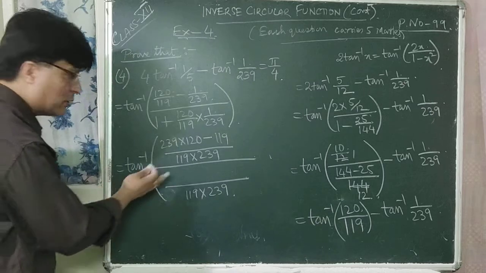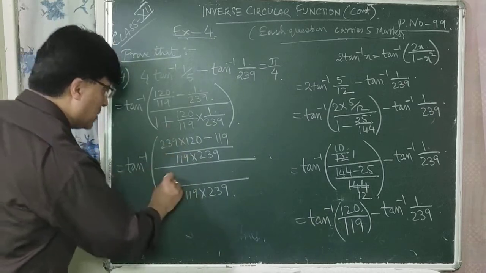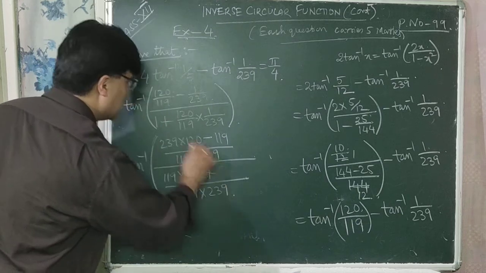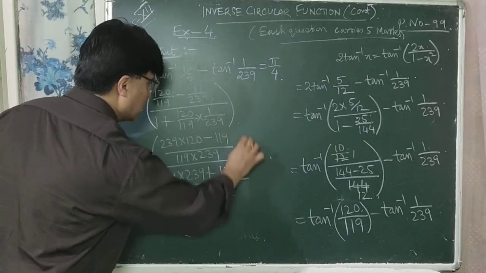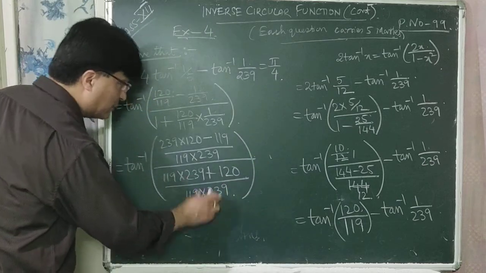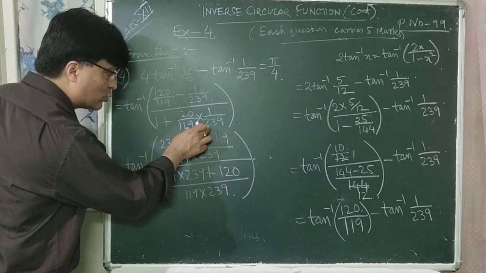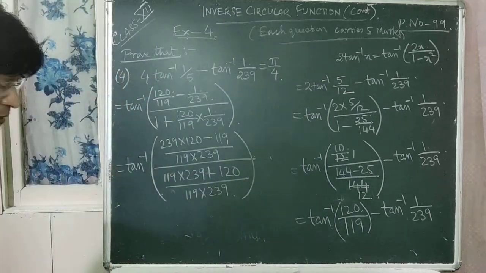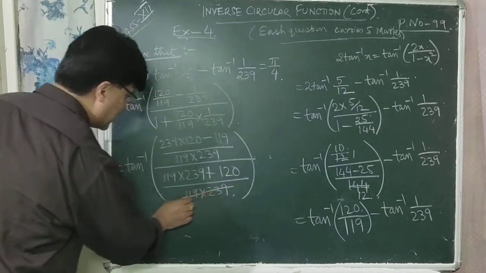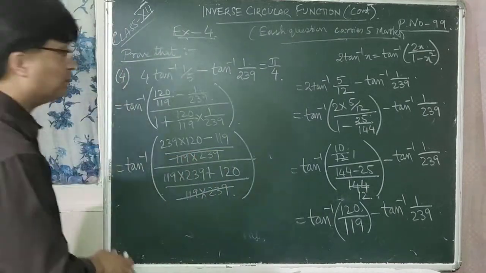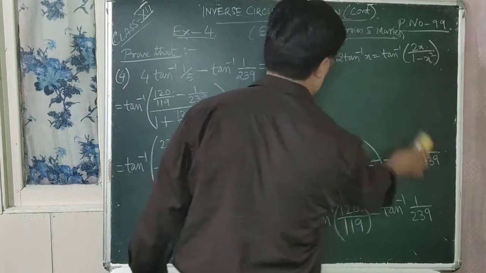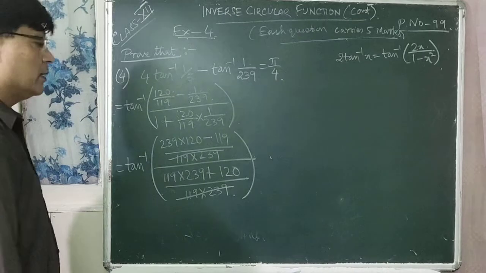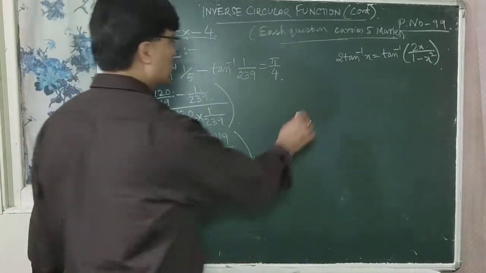Now in the denominator, how much is there? It is 119 into 239 plus this is your 120, because if this LCM is divided by this 119 into 239, it will be 1, isn't it? So 1 into 120 is always 120. So you can cancel these LCM, cancel them, right? So now let us simplify it once again. Now 239 into 120.